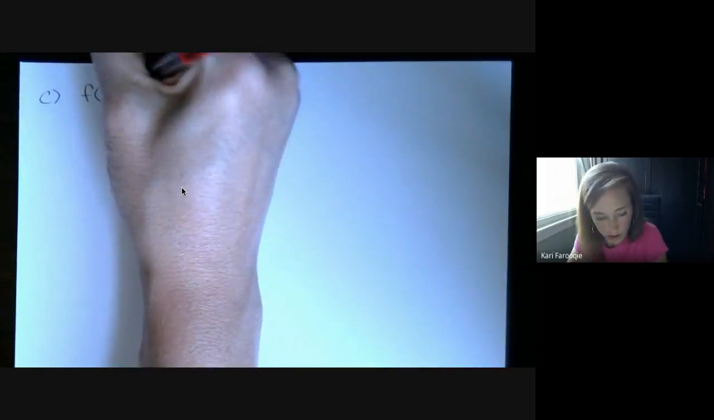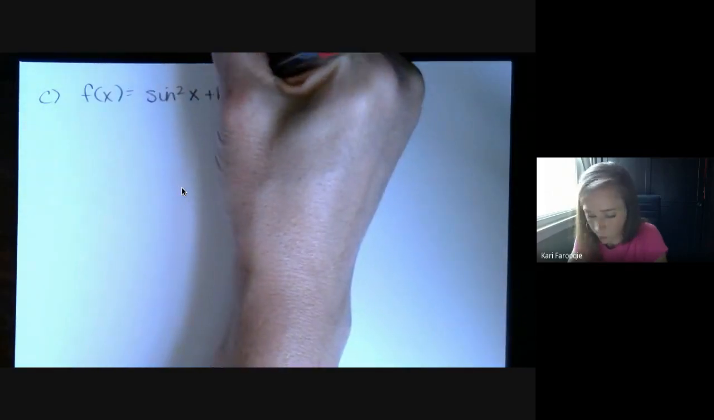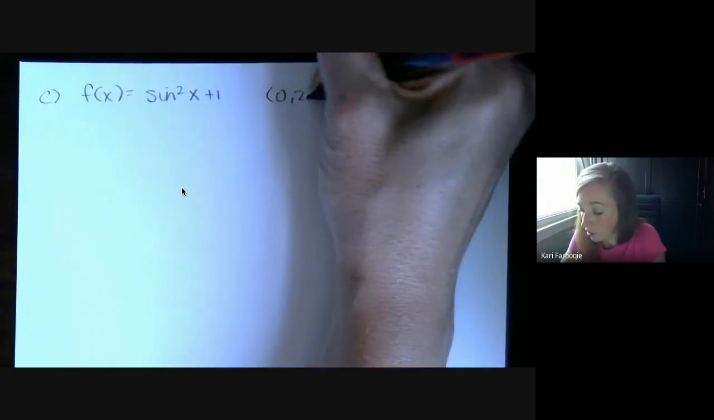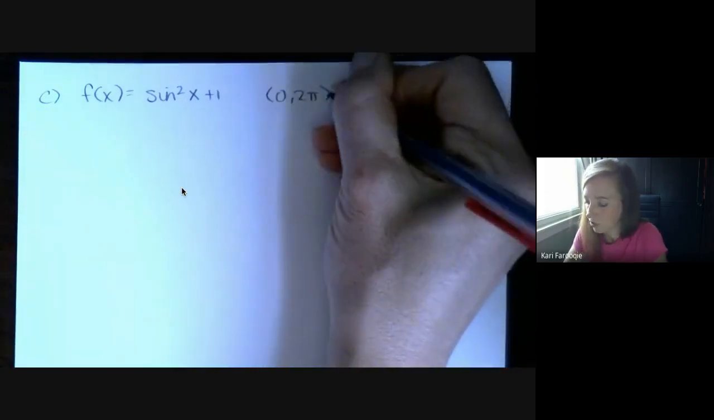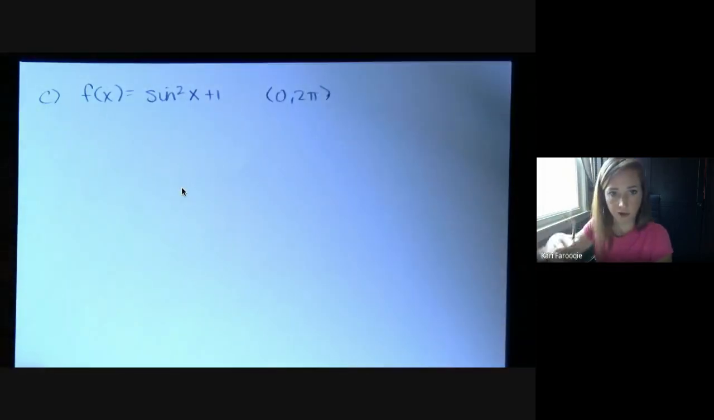So this f of x is sine squared x plus 1. Now I'm going to give you an interval in this case because this function will continue to oscillate for the rest of its life, and you don't have the rest of your life to sit here and find every single critical number because it would take you the rest of your life to do. So we're going to go ahead and look at this on the interval from 0 to 2 pi.